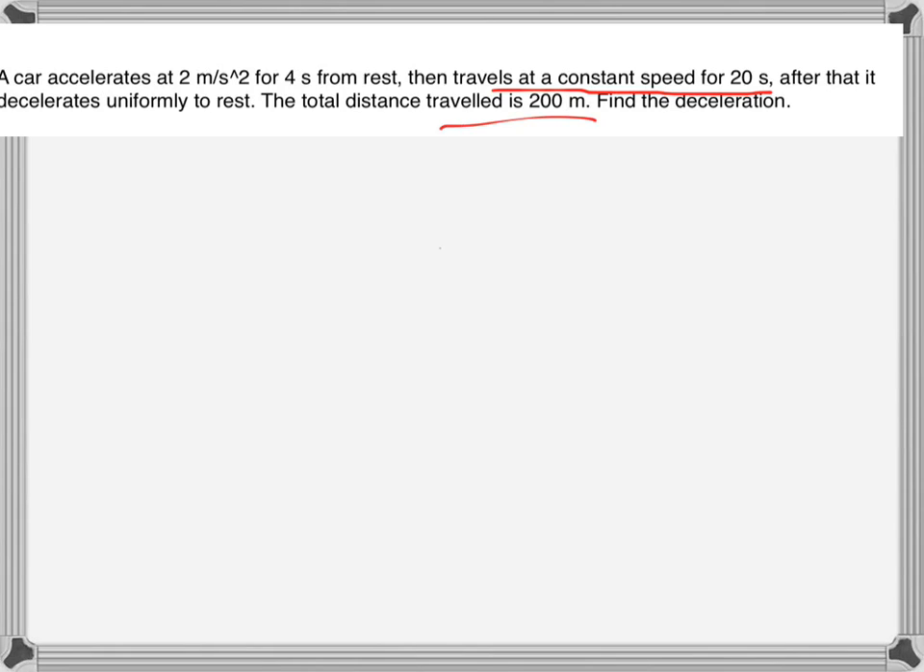Total distance traveled is 200 meters. We need to find the deceleration. So we can draw a velocity-time graph to do that. So initial velocity is u, which is 0, and the car accelerates at 2 meters per second squared for 4 seconds.